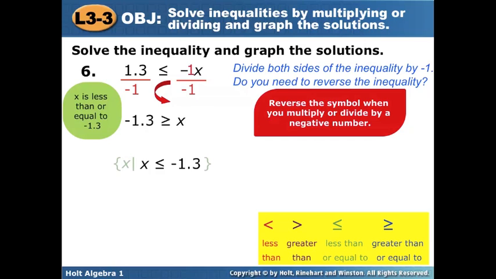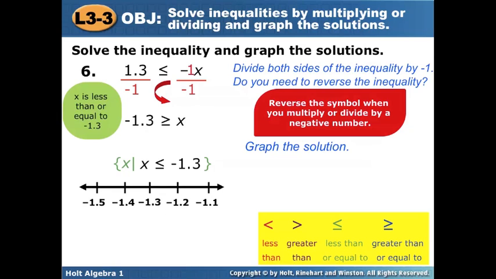Write your answer in set notation and graph it on a number line. Do 2 numbers less than -1.3 and 2 numbers greater than -1.3. Be especially careful when working with negative number lines. We'll have an extra mark, make it a dark circle, and shade towards the less than side.